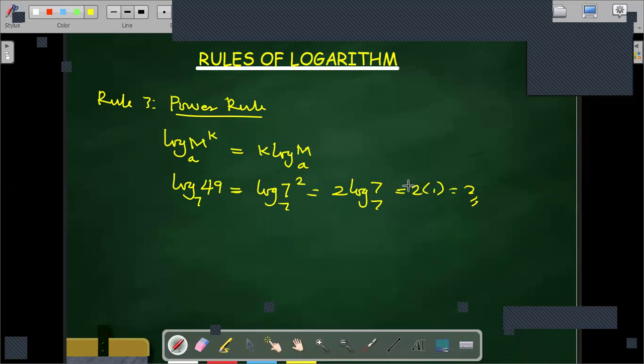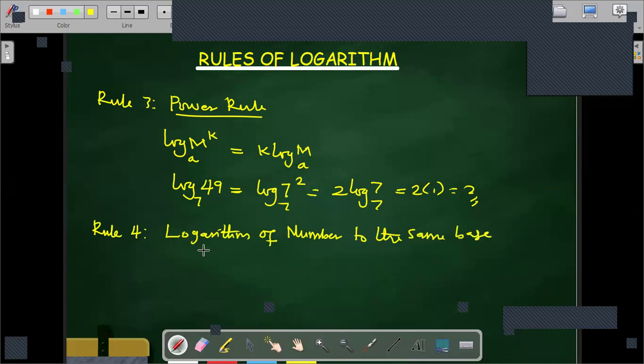Okay. Now, another rule, let's call that one rule number 4, which is the one we have been applying so far. Let's just name it as a separate rule. That is logarithm of a number to the same base. We have been applying this, so let's just take it as a property on its own.